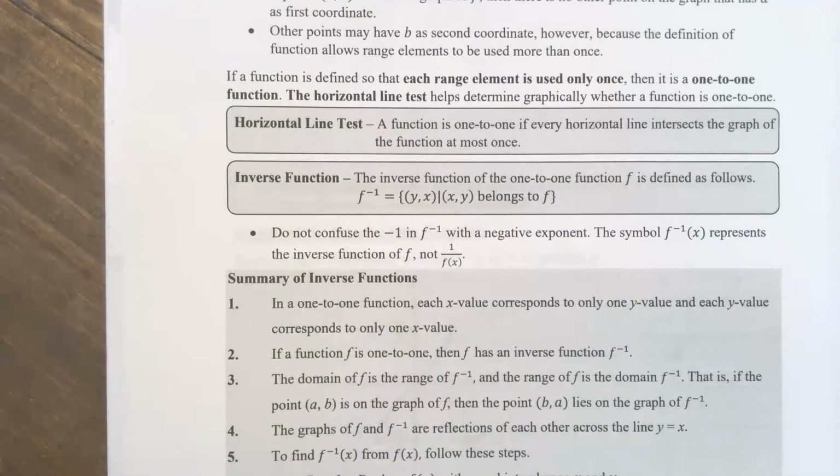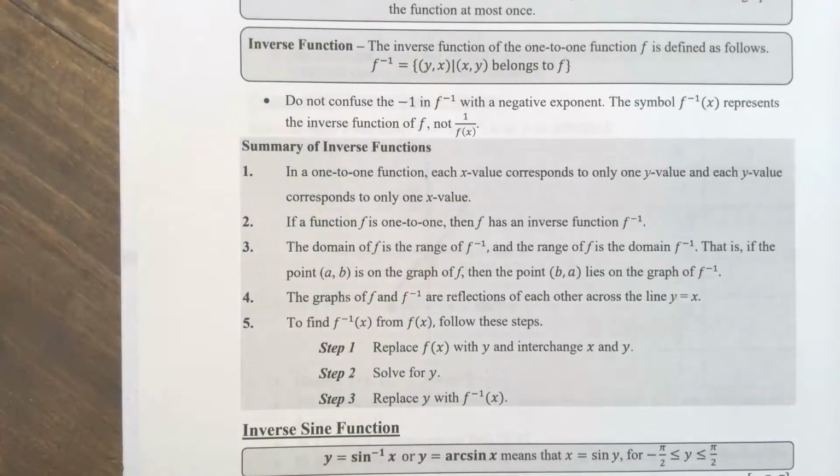Do not confuse the -1 in f inverse with a negative exponent. That -1 represents the inverse of the function, read f inverse. It is not 1 over f of x, so make sure that you are aware of that.